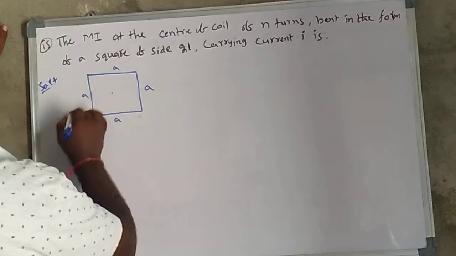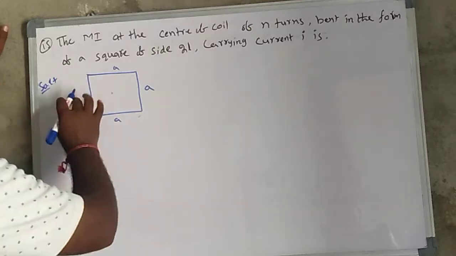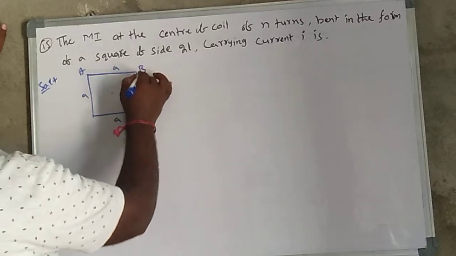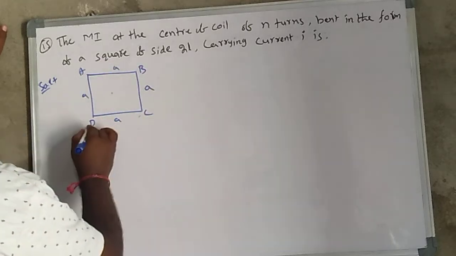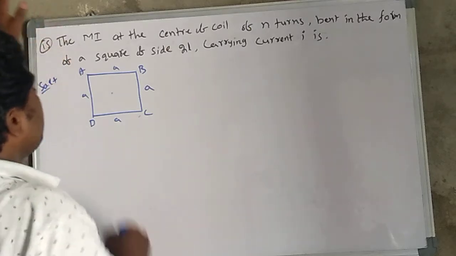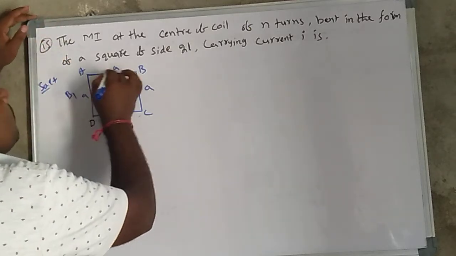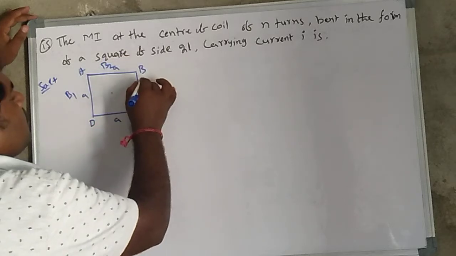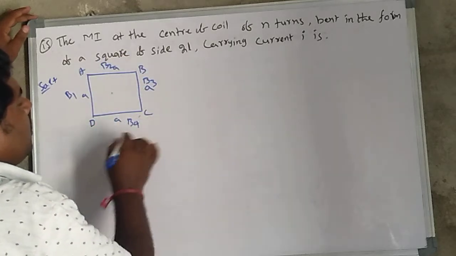This is the center point O. Let us consider this square A, B, C, D. First I am going to find the magnetic field due to side AD, which I consider as B1. Here this is B2, this is B3, this is B4. Every side has length A.